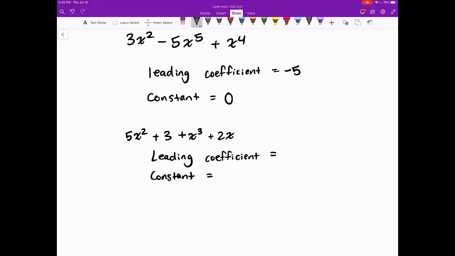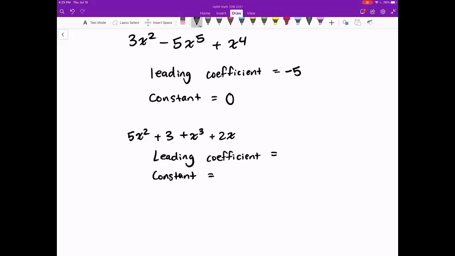Oh, Edward, your constant is not 0 because in this case we have the number 3 in there. It's kind of hidden in there. And then yes, the leading coefficient is 1.